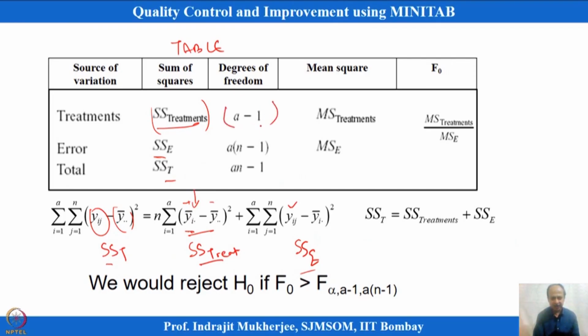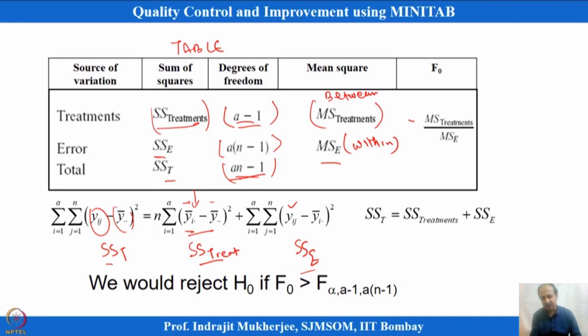If I have A labels, A minus 1 is the degree of freedom. If I have a total of 24 observations, experimentation with replicates, then the degree of freedom for error is A multiplied by N minus 1, which can also be calculated by subtraction. When you divide SS treatment by A minus 1, I get the mean square treatment. This is the between variation, and this is the within variation, the error variation: mean square error and mean square treatment.